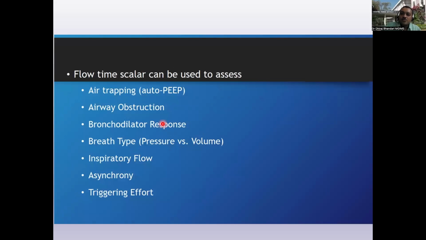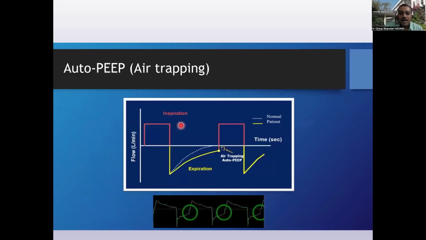Now, what are the uses of the flow time scalar? Again, it can be used to see auto-PEEP, airway obstruction, bronchodilator response. Again, as we discussed, the mode of ventilator, inspiratory flow, asynchrony, and triggering effort. So if you see, many of these are overlapping with the pressure time scalar. So we combine all the waveform interpretation together to come to a conclusion as to what is happening to my patient. Again, auto-PEEP will be much better appreciated on a flow scalar rather than on a pressure scalar.